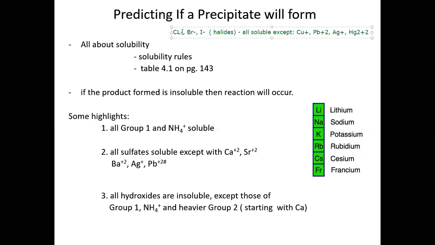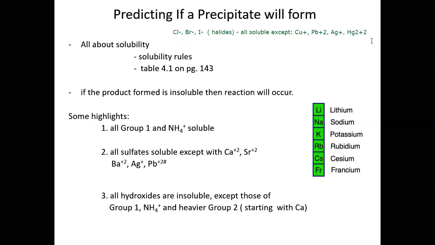So all cations except these 4 that I've listed form soluble halides. So if you look at a compound, you see it has one of these 3 anions, and it has a cation that's different from the 4 I put up here, it's going to be a soluble compound. So that's a very important rule to remember. So again, halides are your group 17 anions.